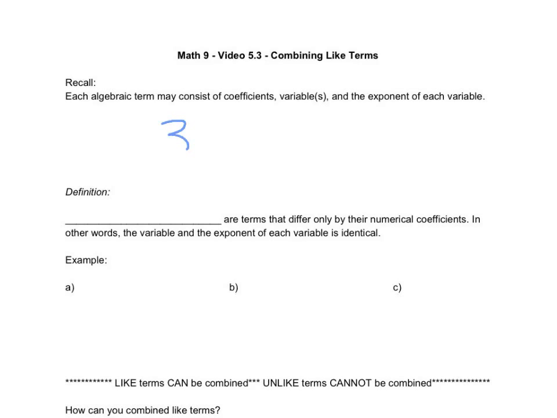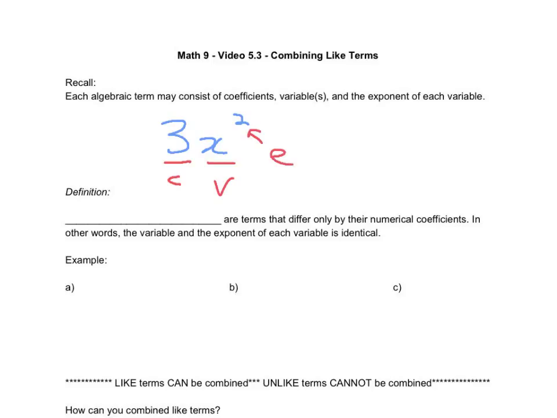So for example, if I wrote out 3x squared, make sure you are able to identify each component of this term. This 3 would be the coefficient, this x is the variable, and this 2 is the exponent on that variable. So make sure that you're able to identify that.